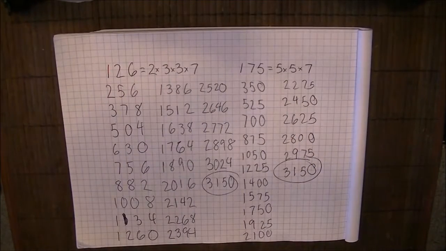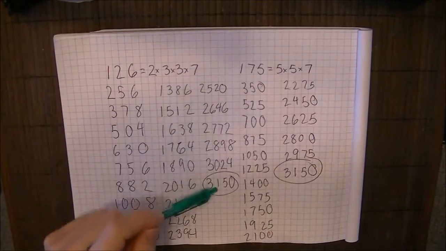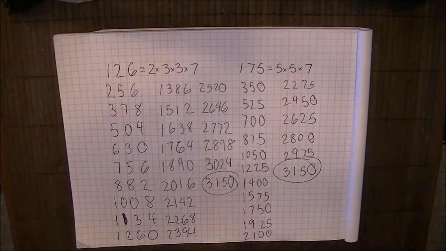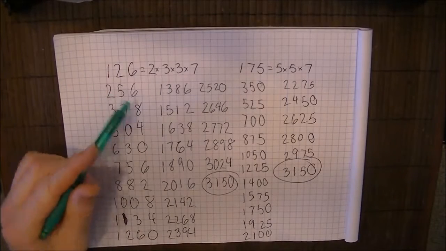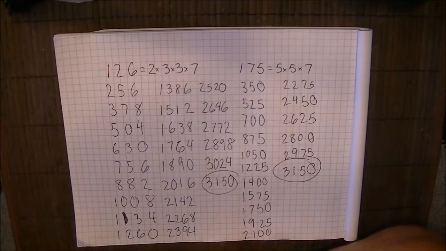We found the common multiple. So what I've done here is I've just listed multiples of 126 and listed multiples of 175, and I have found a common multiple of 126 and 175. This is the least common multiple. It's the smallest number that both 126 and 175 go into. There's gotta be a better way. All right, so what is the better way?